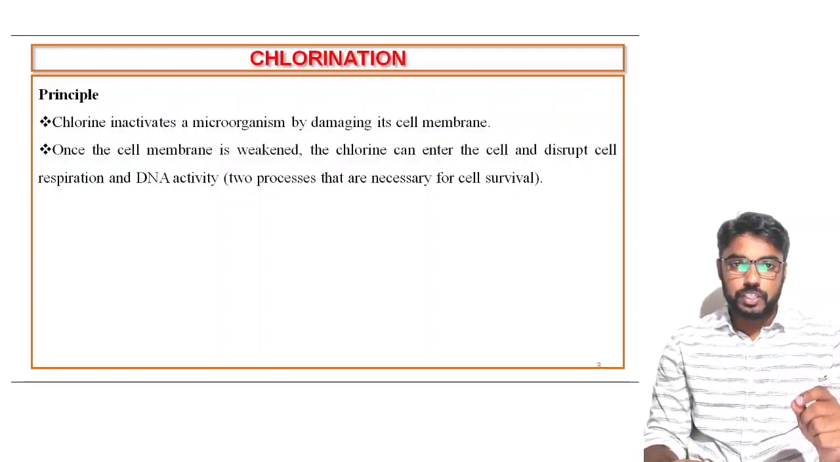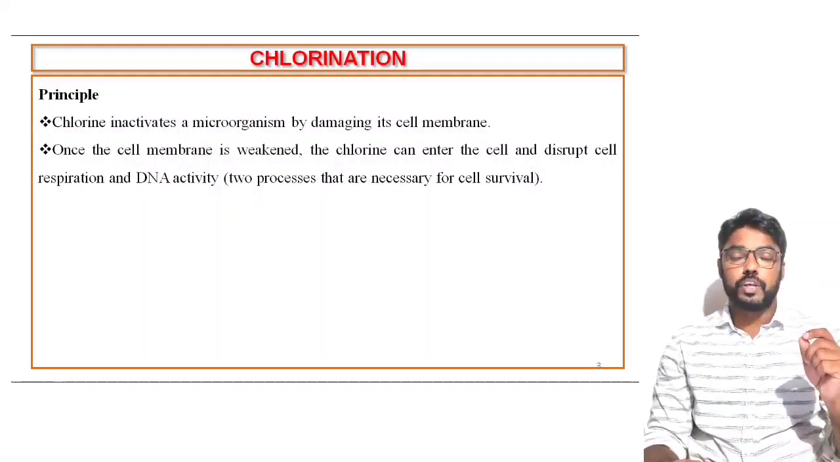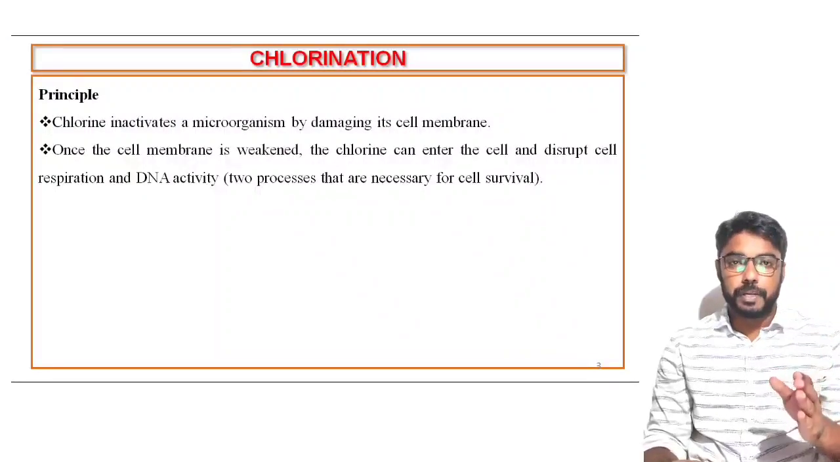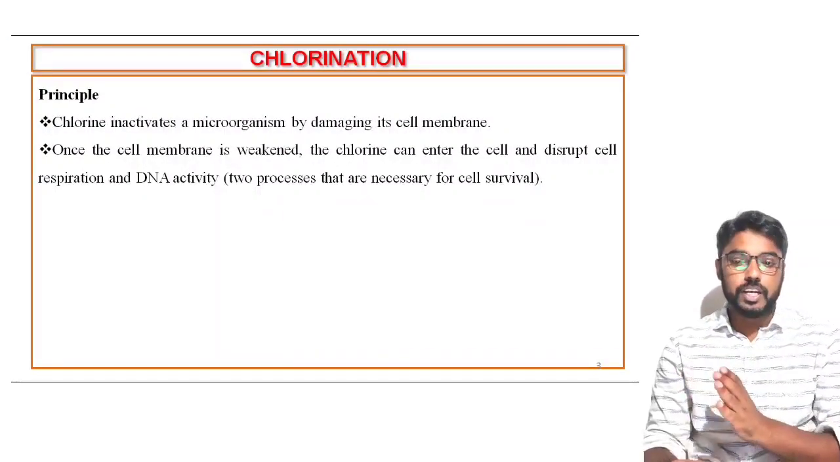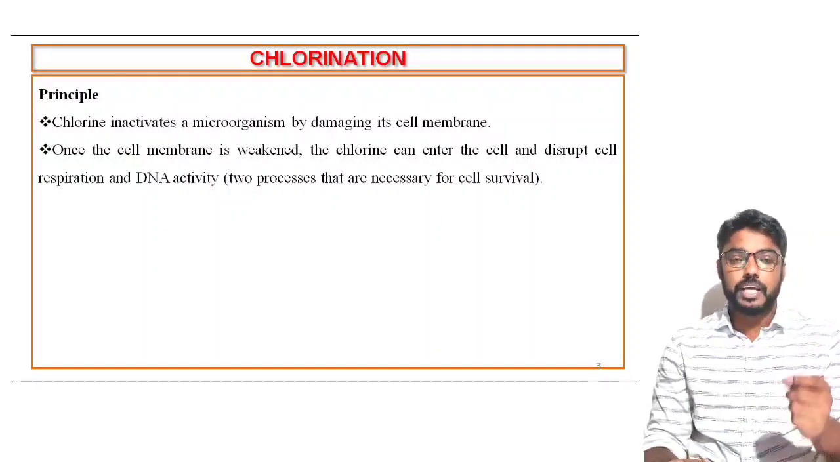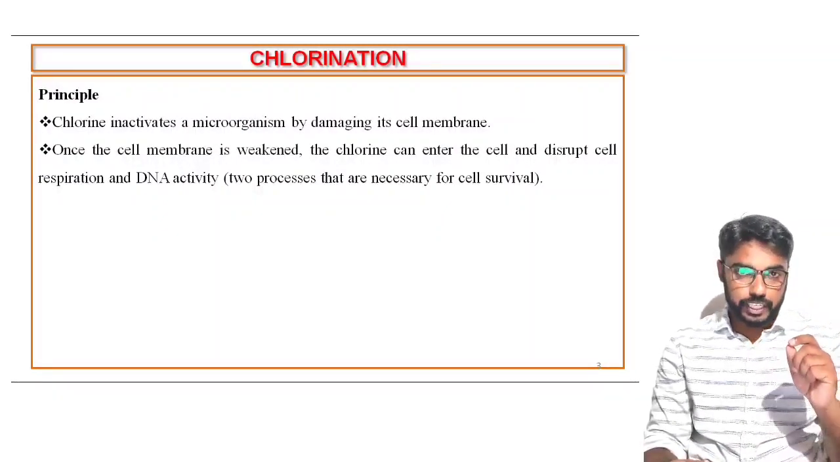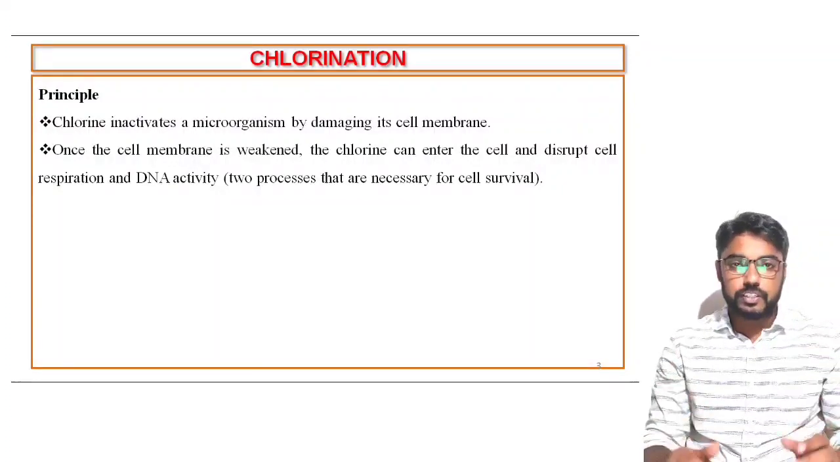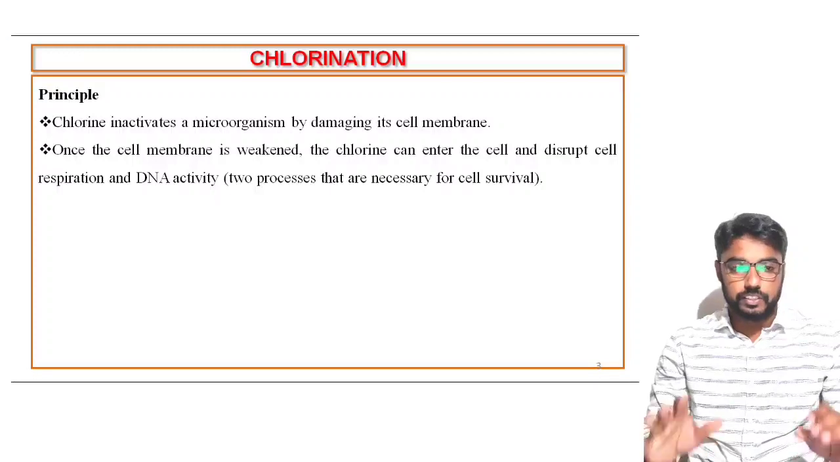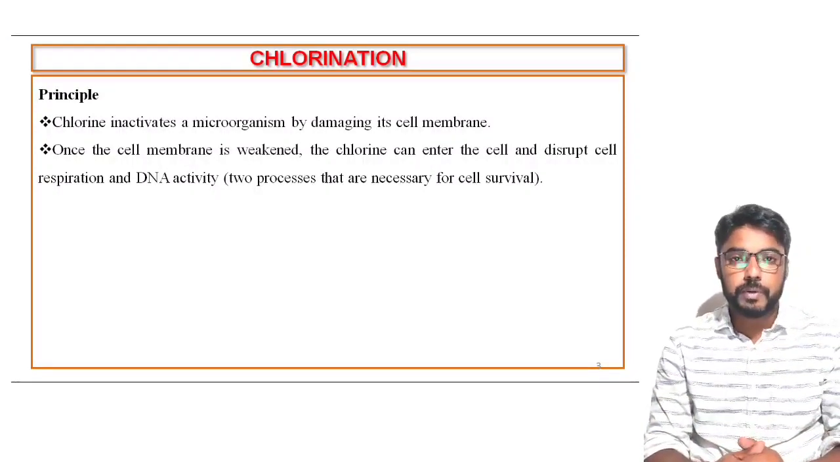That means the chlorine will weaken the cell membrane and enter the cell, and it will disrupt the cell respiration mechanism, and it also affects the DNA activity. That's why the microorganism will be inactivated. This is the principle of the chlorination method.